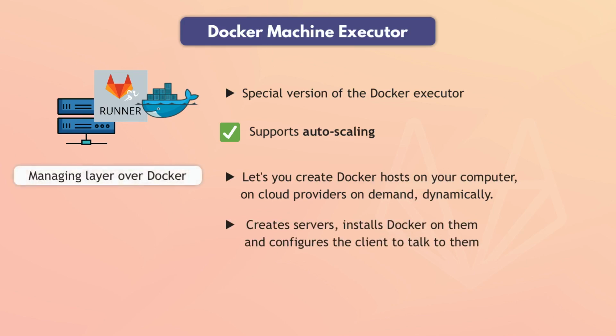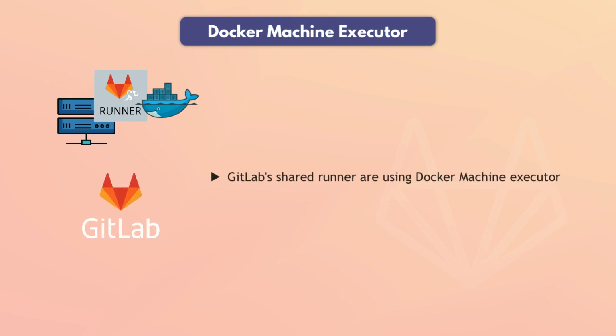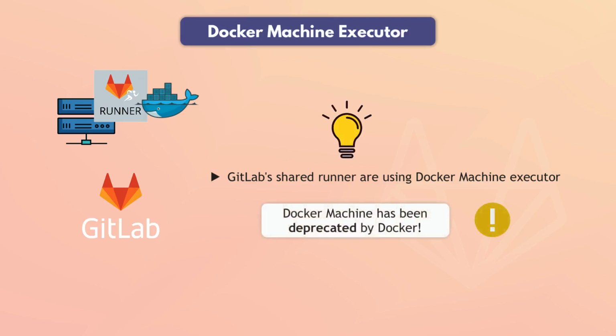So it's like an abstraction or managing layer over Docker itself, so you can manage multiple instances of Docker on a machine. And the Docker machine executor works pretty much the same way as Docker executor. Now it's interesting to know that this is an executor type on GitLab's shared runners. So I mentioned that GitLab has the runners that it manages for you, and those runners are using Docker machine executor. However, note that Docker machine has been deprecated by Docker, so GitLab will most probably replace it with another executor type on its shared runners.